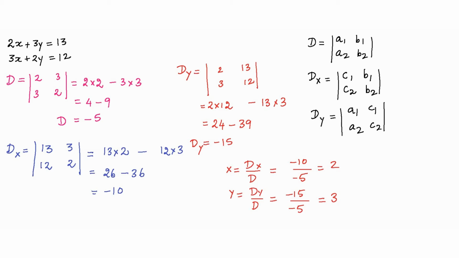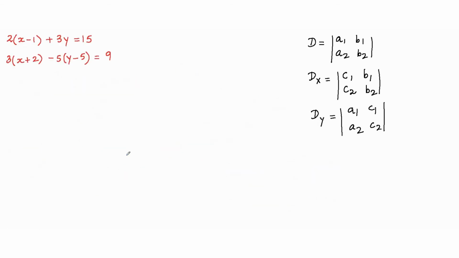Okay, let us take some more pair of simultaneous equations. Okay, let us consider this pair of simultaneous equations. You will notice over here that there are a few brackets that need to be opened up and some simplification has to be performed. The favorable form that we want is x and y on one side and constants on the other side. So let us go ahead and open up these brackets.